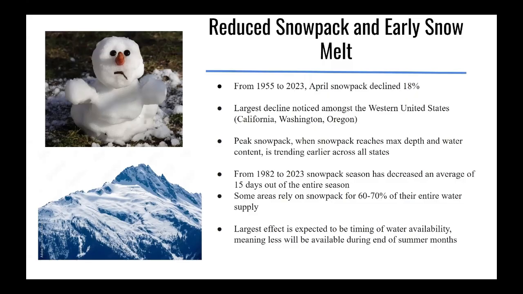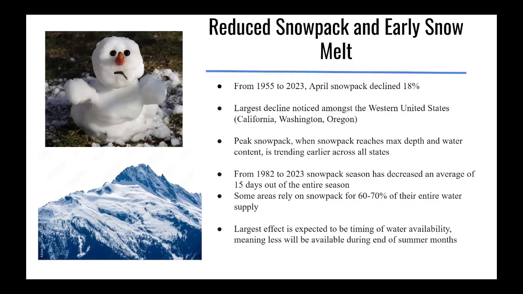Peak snowpack is when snowpack reaches max depth and water content. So basically, the mountains are full of snow, with the most water content and the most potential to melt and come down for our use. That is trending earlier across all states. So basically, the snowpack builds up sooner in the year and melts sooner, which messes with the water availability. It might be available when we don't really need it, but when we more so need it, we might not have access to it.